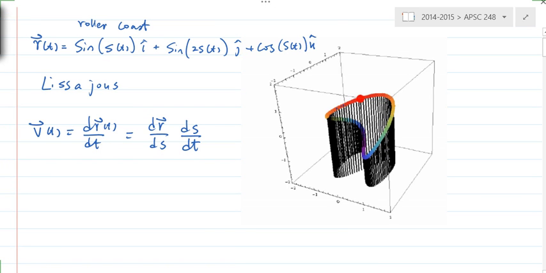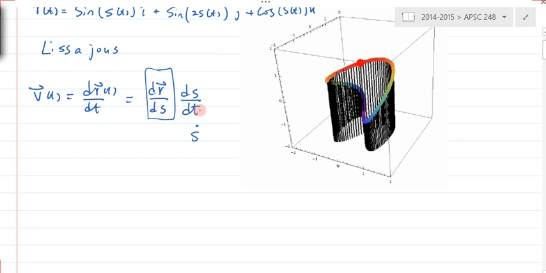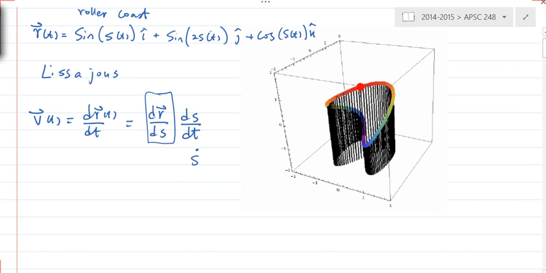The rest of the job is pretty simple now, because r has 3 components. I need to calculate this first. And for ds over dt, we don't know what it is. Basically, the question didn't give us the velocity, so we will simply leave this one as it is. As you remember, we can also write it as s dot, which is Newton's notation for the derivative. So for dr over ds, we look at each one of the components separately.